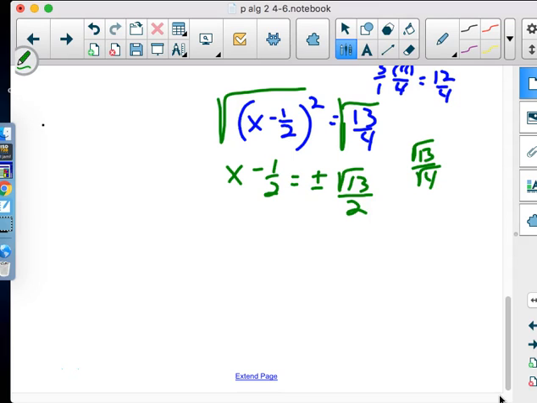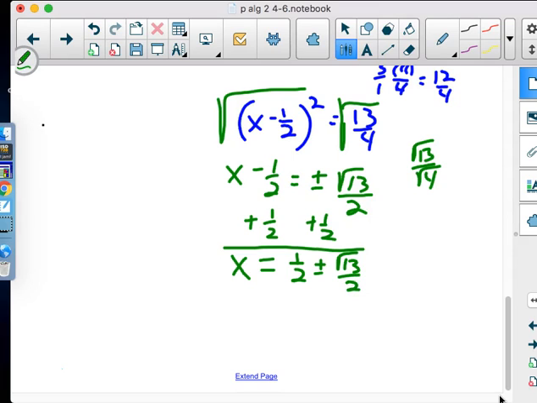Oh, we're so close. What's left? Add 1/2. Can we actually put those together? No, just got to write them. 1/2 plus or minus the square root of 13 over 2. Because they're both halves, but again, one's a radical. So we can't put a radical together with an integer. Just have to say, good enough, done. All right, so that was kind of tough, huh? A little bit more going on with the fraction there.